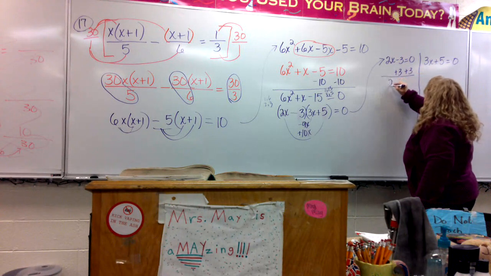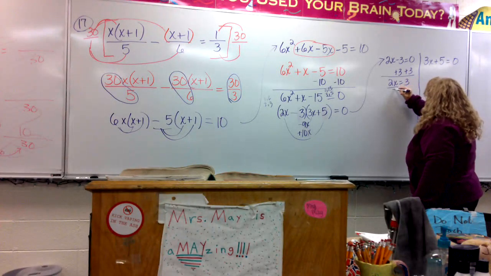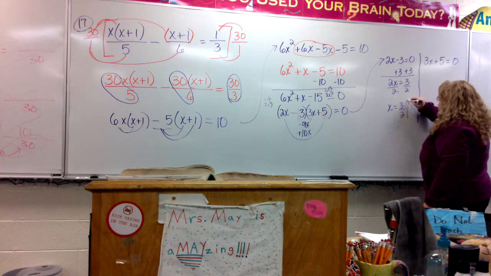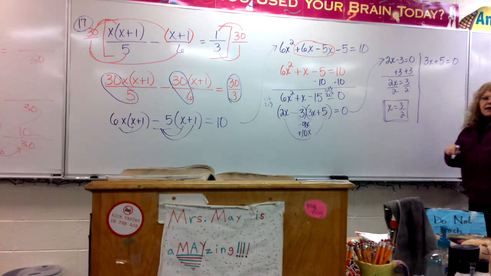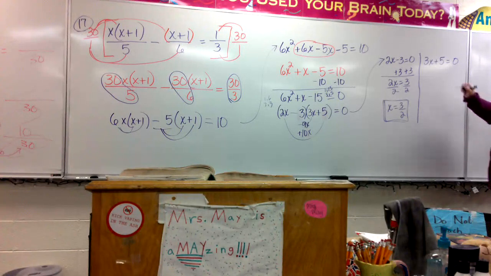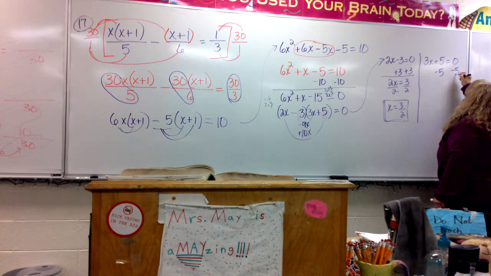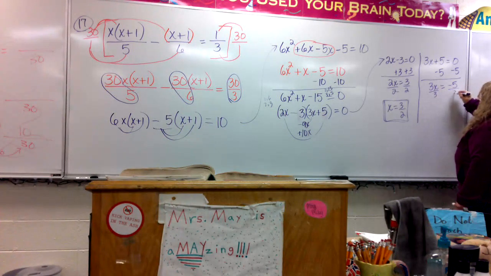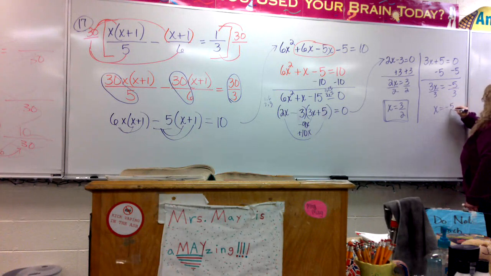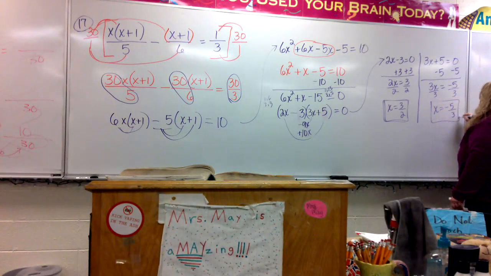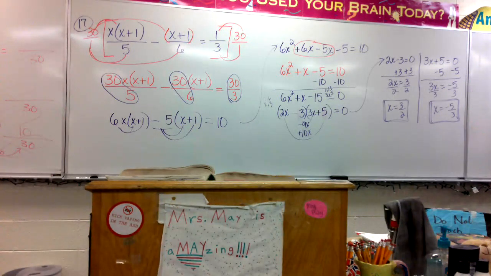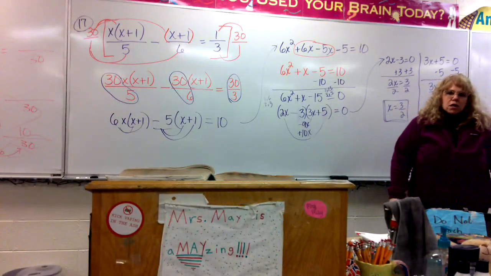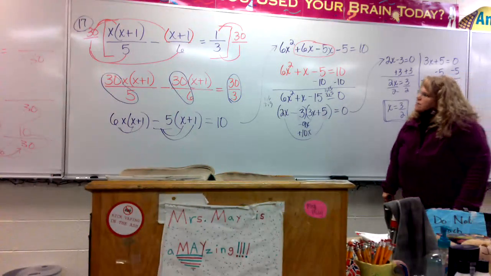Add 3, and I get 2x equals 3. X equals 3 halves. It's a fraction, but that's okay. We still have an answer, right? And what about this one? So 3x equals negative 5. So x equals negative 5 thirds. Make sense? And we've done this. We've solved by factoring before, right? We did that earlier in the year.